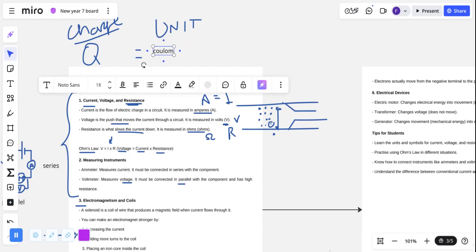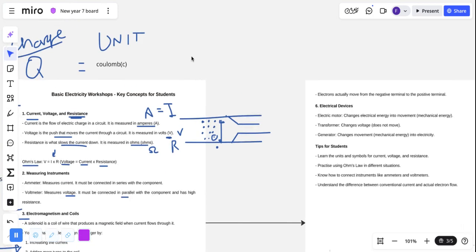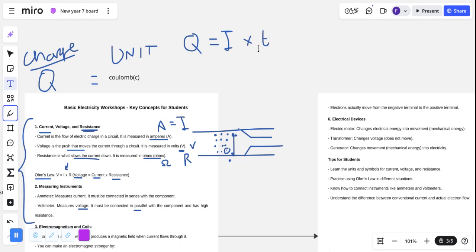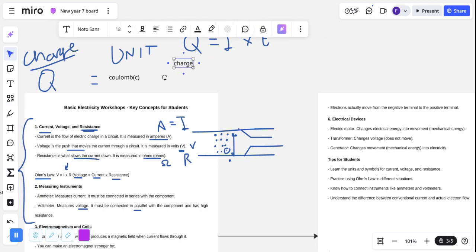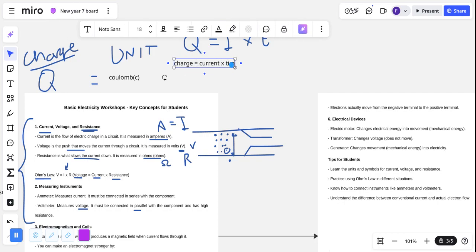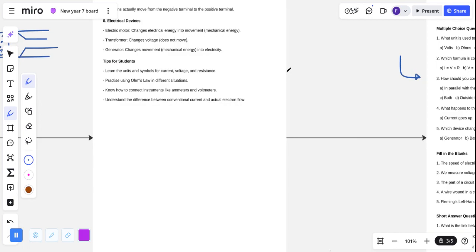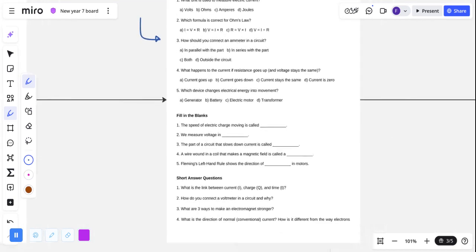This is why I'm doing it again, because it takes so much time just to get used to these. And how you measure charge: the formula is Q, which is charge, equal to I, which is current, times time. In words, charge equals current times time. And the unit for time in physics is always seconds.